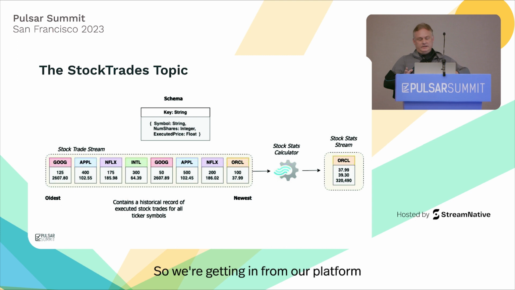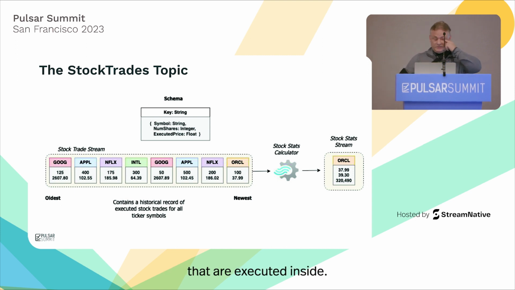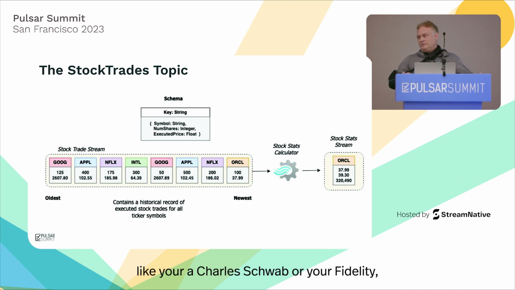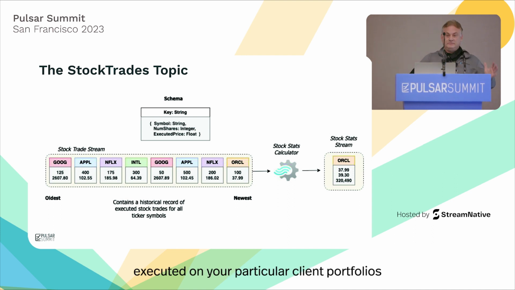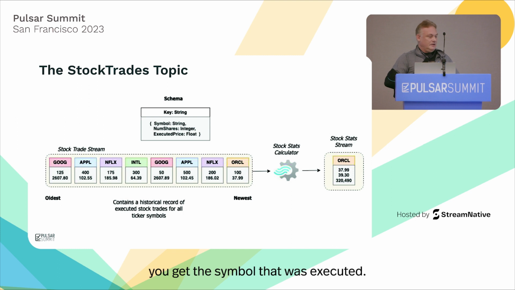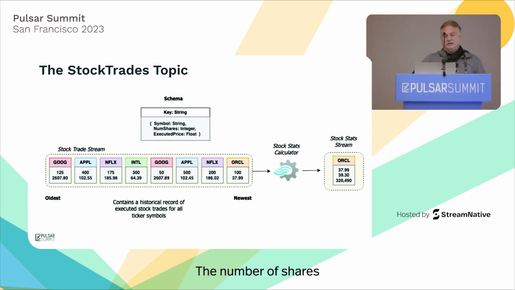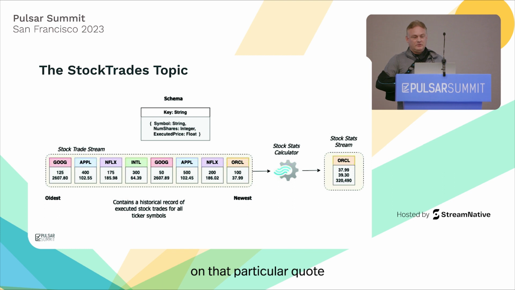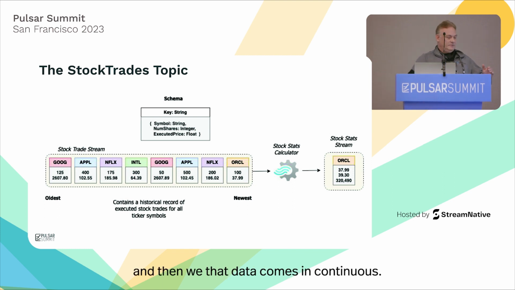So we're getting in from our platform all the different trades that are executed. Let's say this is built for somebody like Charles Schwab or Fidelity, and you want to track all the different trades executed on your particular client portfolios in real time. Every time a trade is executed, you get the symbol that was executed, the number of shares included in that transaction, and then the executed price on that particular quote. And that data comes in continuously.